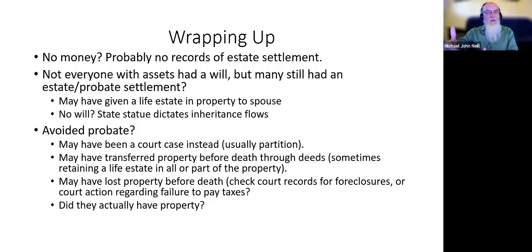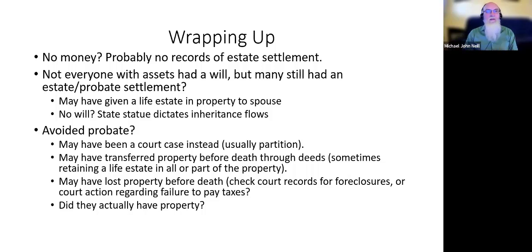And then there's just a few other, I'm trying to make sure I stay within our time frame here. They might have given a life estate. State statute dictates what happens if there's no will. Today, people can avoid probate. There's a variety of legal ways you can do that. Your ancestor in 1850 or 1880 might have avoided probate.